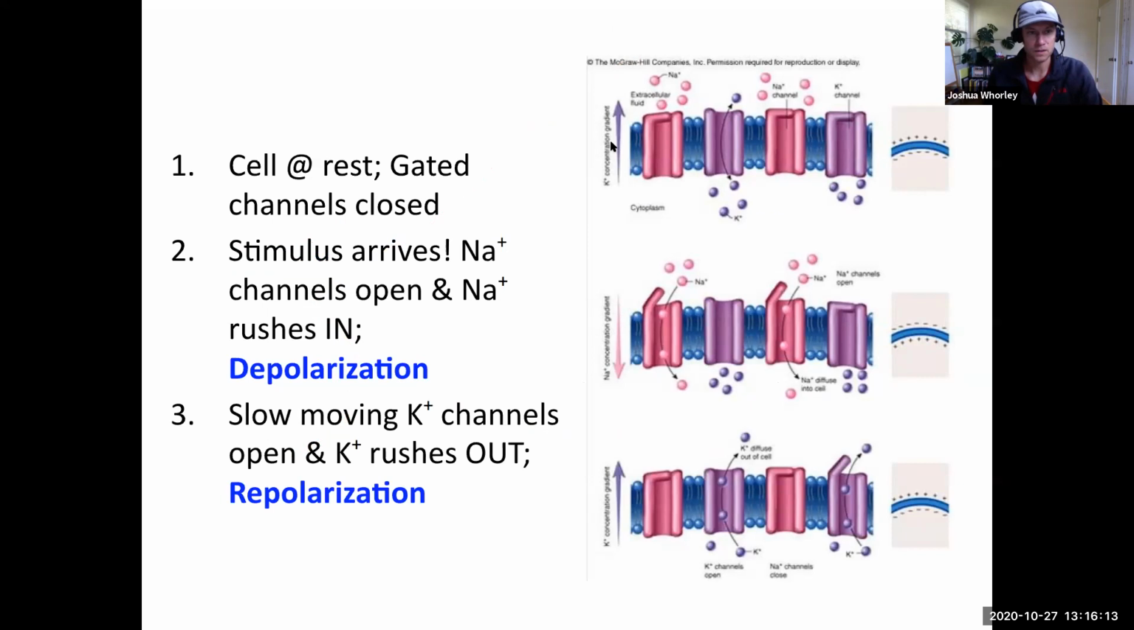So here's what that looks like, right? Here's a cell at rest. We have potassium moving in and out through the leak channel. Now some stimulus arrives and causes these gated channels to open.